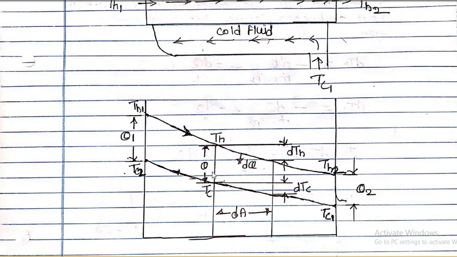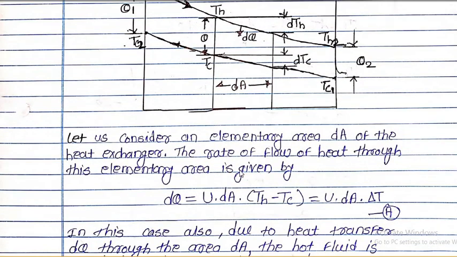Here we are considering that the inlet temperature of that elementary area for the hot fluid is Th, and the temperature for the cold fluid, the exit temperature of the cold fluid for the elementary area, is Tc. Th minus Tc we are going to consider as theta. So dQ amount of heat will transfer from the hot fluid to the cold fluid in that elementary area.